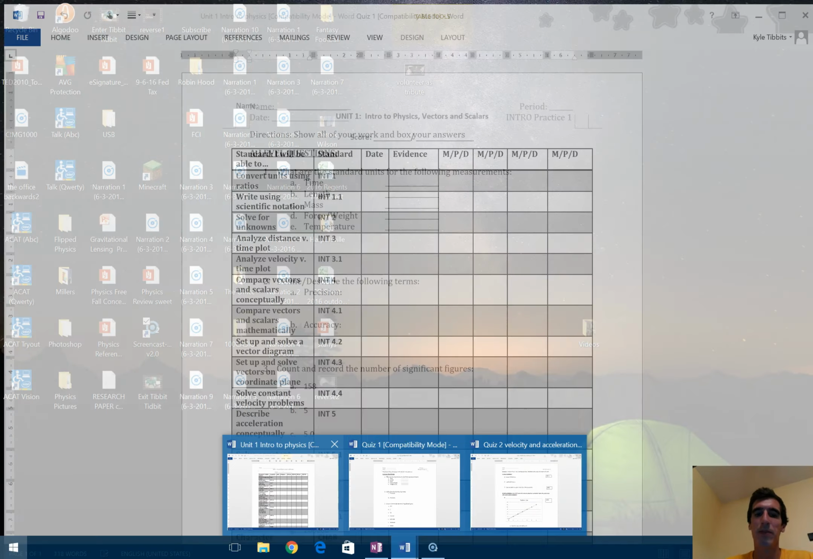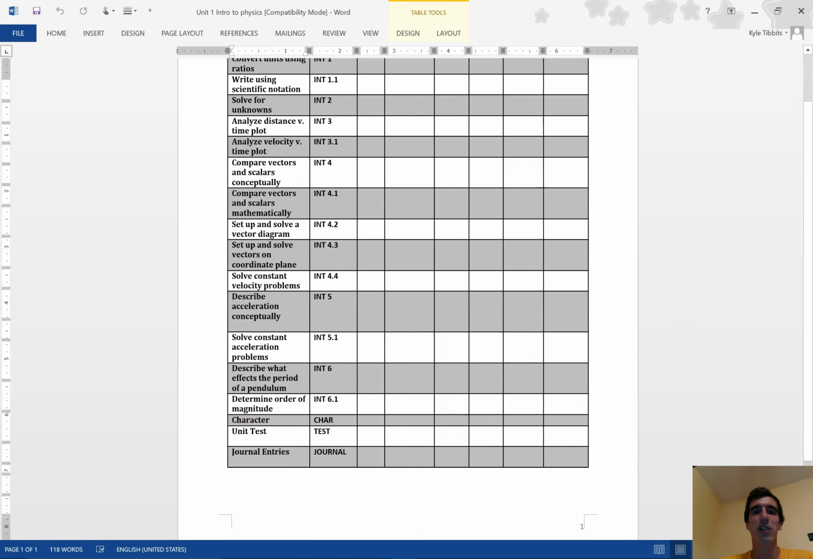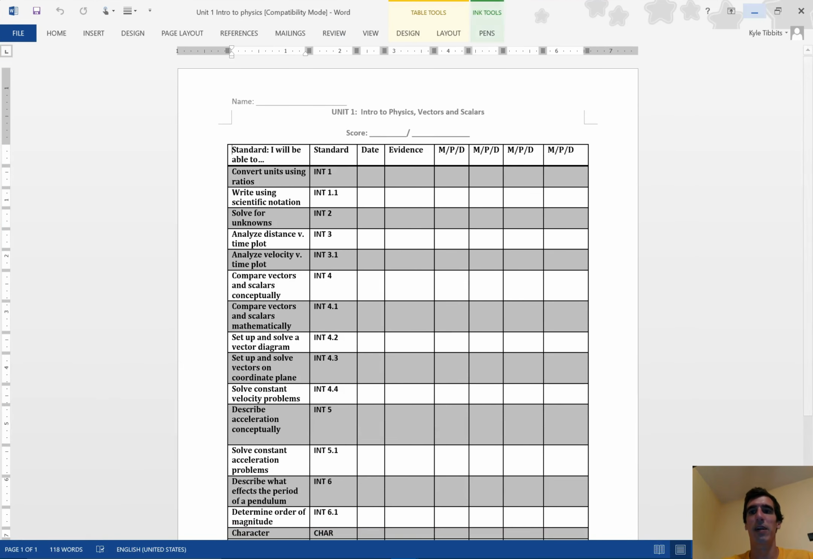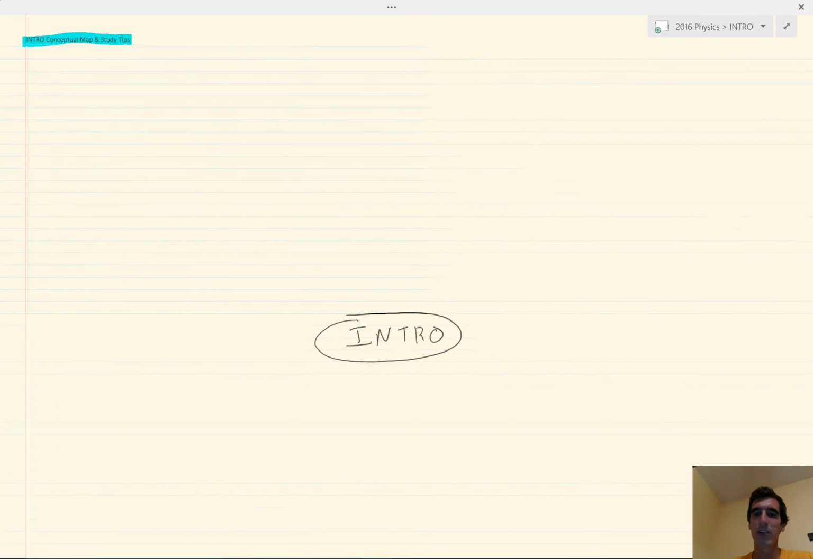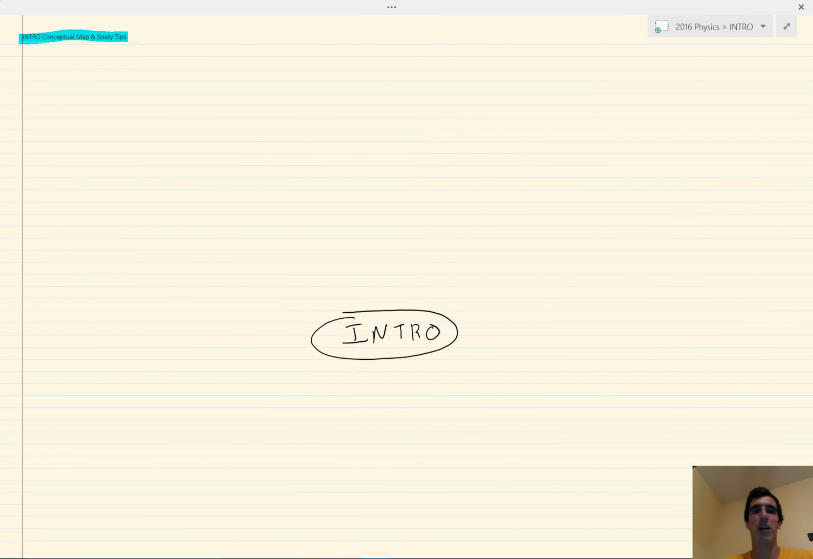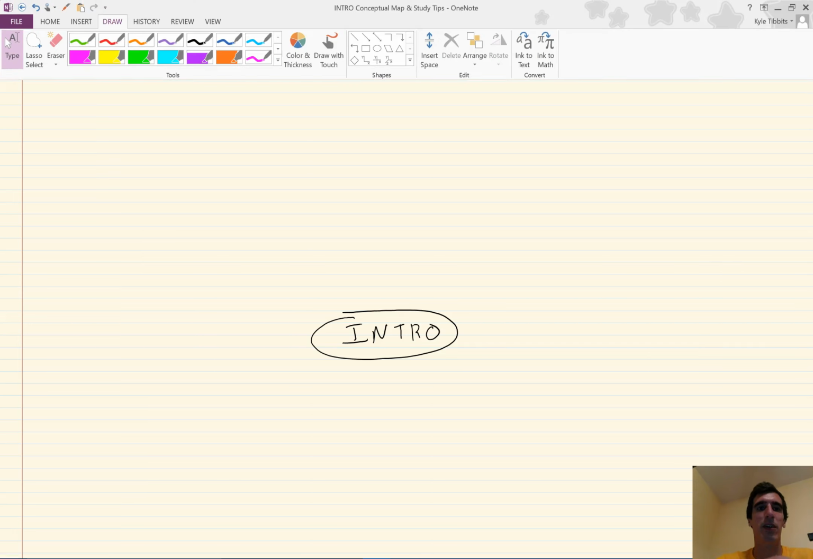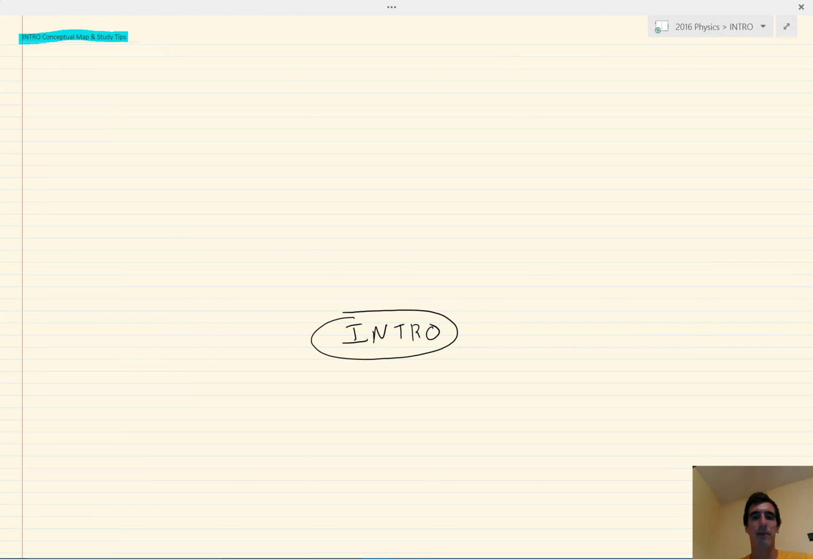Today, we are going to create a conceptual map and talk about study tips for our first unit. We're going to organize our thoughts off the top of our head first, and then we'll see what we remembered, and use our standard sheet to fill in any blanks of things we've forgotten over time. A conceptual map is just a map that's going to help us organize our ideas, and we'll go from there.